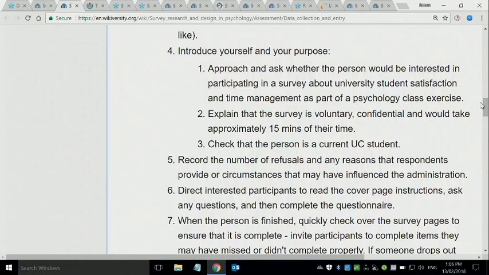You don't need to be looking over their shoulder or anything like that. And while they're filling it out, you could then go, okay, the next 7th person out of the doorway I'm going to approach. So you could probably get it done in half an hour by having several people fill it out simultaneously. It does also say here to check that the person's a current UC student, so they're not a staff member or just a visitor, because we are trying to study the student cohort.